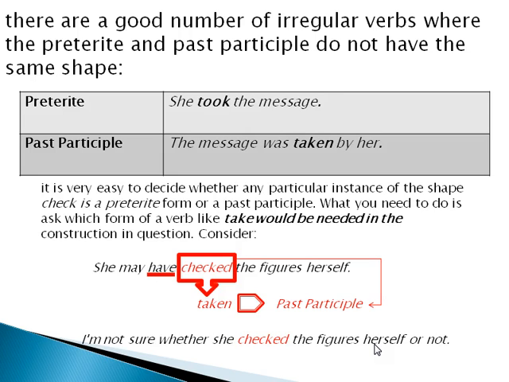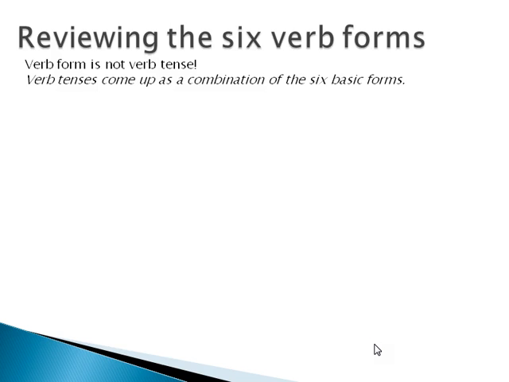I'm not sure whether she checked the figures herself or not. And now, what kind of verb can it be? Simple past, participle. Put take instead. I'm not sure whether she took the figures herself or not. So, preterite, okay, and not past participle.